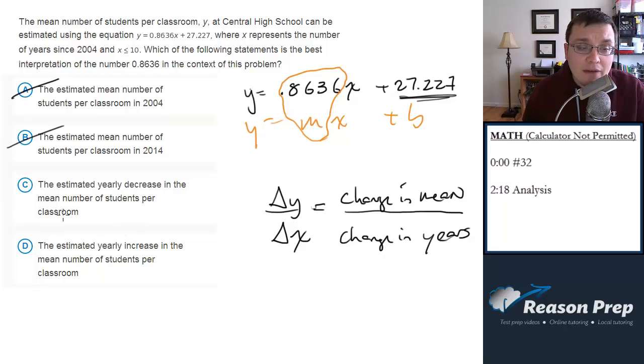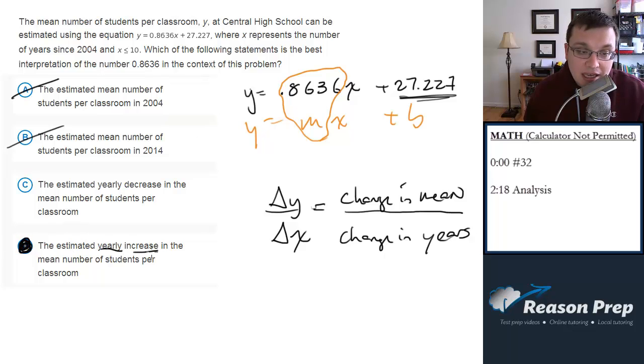So C and D both have to do with changes. The estimated yearly decrease in the mean number of students, or the estimated yearly increase in the mean number of students. Well, since this is positive, this is going to be an increase, because each year this number is going to increase by 0.8636, right? When x equals 1, you're going to add 1 of these on. When x equals 2, you're going to add 2 of these 0.8636s on, and so on. So this is an estimated yearly increase.